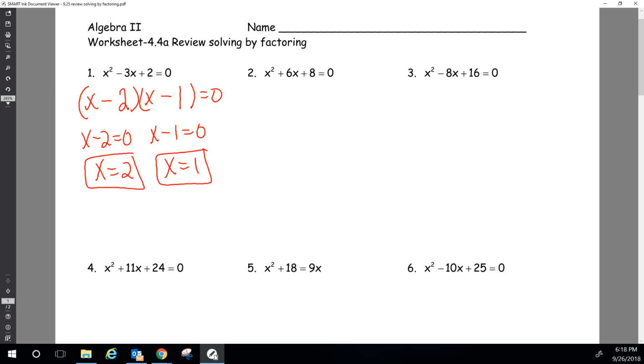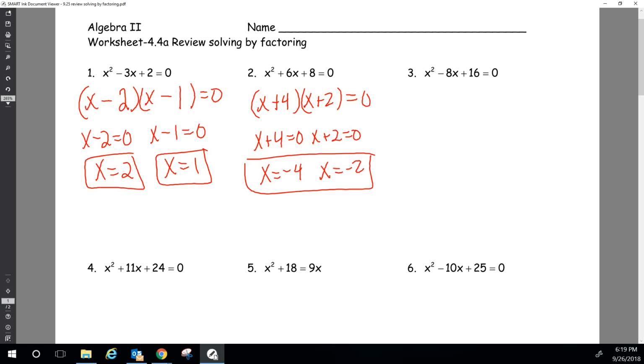All right. For number 2, again, I'm looking for two numbers that multiply to give me 8, add up to 6. That'd be 4 and 2. 4 times 2 is 8, 4 plus 2 is 6. Setting these guys both equal to 0. And then subtracting, I get x is equal to -4, x is equal to -2. All right, number 3 is very similar to that, so it's 4.